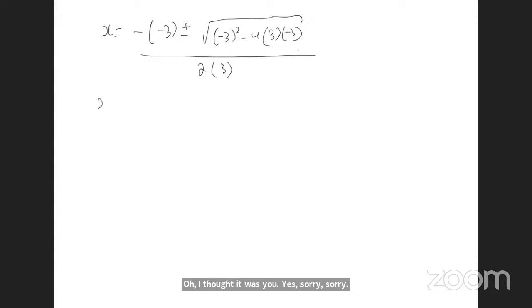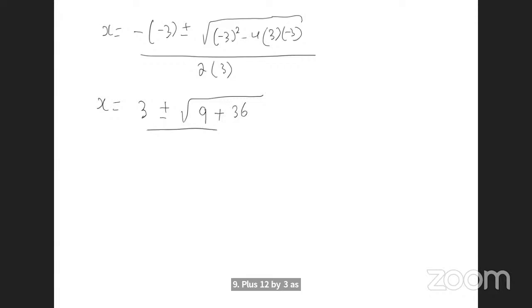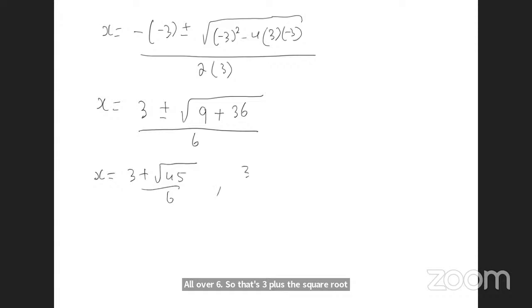And then you have to work it out. In maths, you can't just use the calculator to get the answer. You have to show the working. If it can't factorize, you have to do this long thing. So it's 3 plus and minus the square root of 9 plus 12 by 3, which is 36, all over 6. So that's 3 plus the square root of 45 over 6, and 3 minus the square root of 45 over 6. Anybody got that? What was the answer? One decimal place.